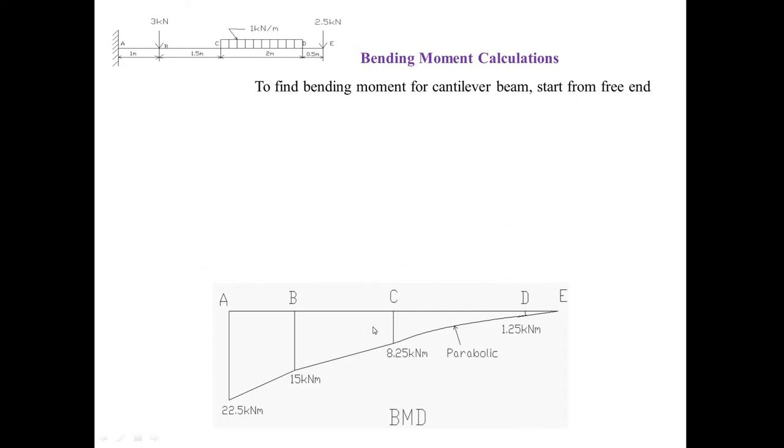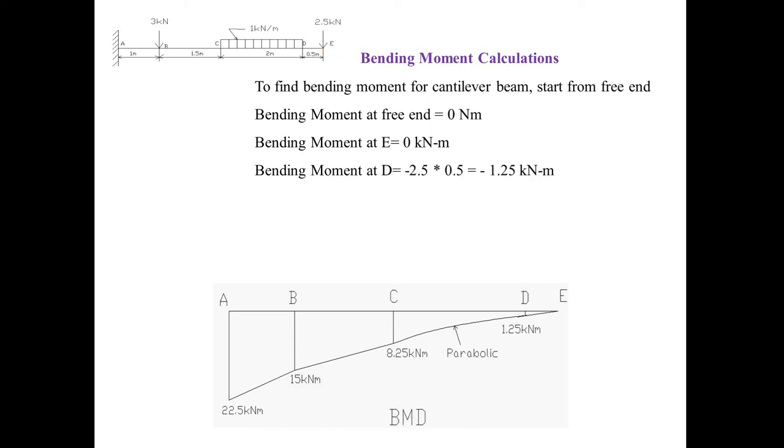And the bending moment diagram. For the bending moment diagram, we'll just check the values, the bending moment calculations. So bending moment at the free end will be equal to 0. Then next, bending moment at point E. Bending moment at point E, again it is 0, because it is a free end, so the value will be equal to 0.